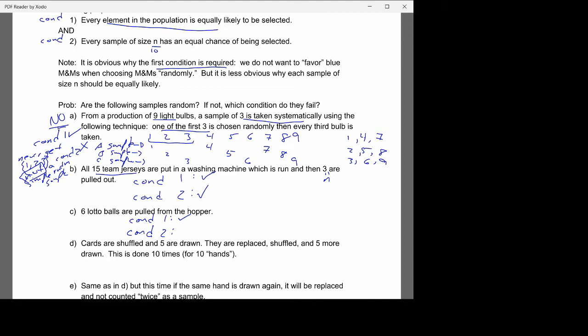You say, well, could you get the group 1, 2, 3, 4, 5, 6? You might be highly suspicious if you did, but you could still get it, and they should all be equally likely. So for both of these two, the answer is yes. They're simple random samples.